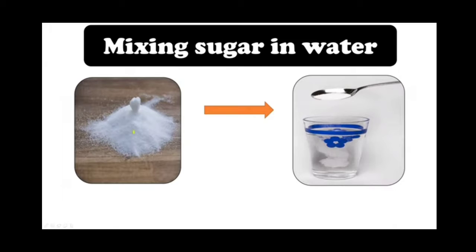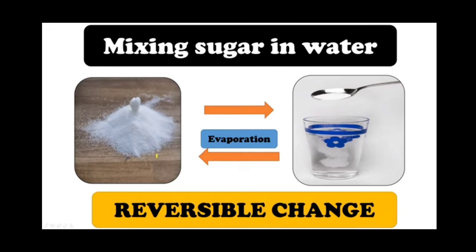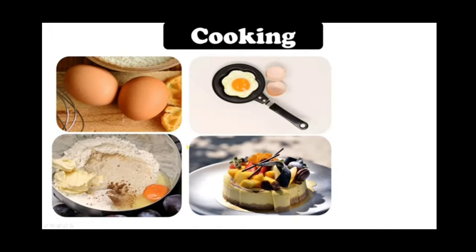So, mixing sugar in water. Now we want to get the sugar back into its original substance. Can we get it? What do you think? We will get this original substance back. Yes, we can get the sugar back into its original substance. This is a reversible change if we freeze that.